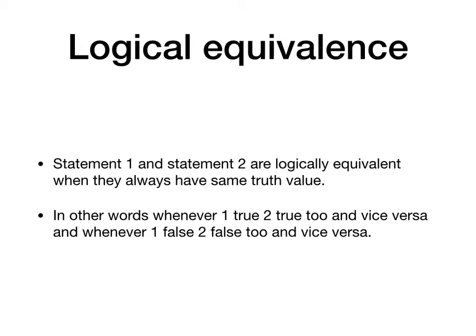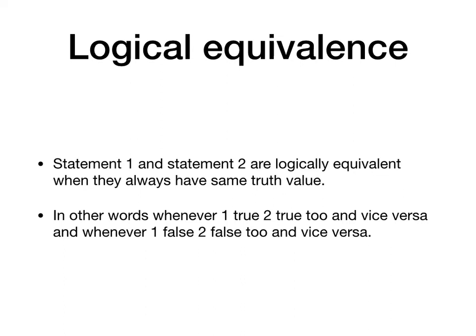Logical equivalence means statement 1 and statement 2 are logically equivalent when they always have the same truth value. Whenever 1 is true, 2 is true too, and vice versa, right? If 1 is true, then 2 is also true. If 1 is false, 2 is also false, and you can reverse it. That's the important difference between logical entailment and logical equivalence. In this case, whenever 2 is true, 1 is true. Whenever 2 is false, 1 is also false, right?